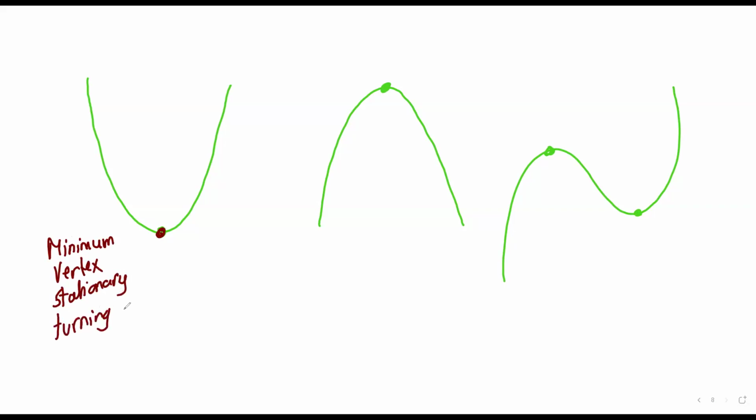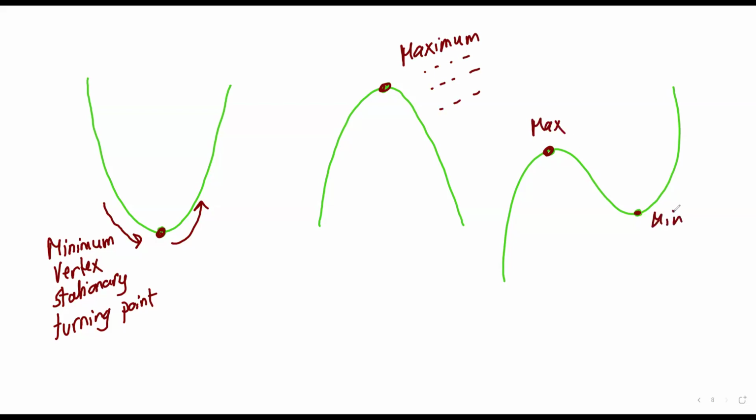Turning point. And why is it called a turning point? If you want to know, the curve at this point was going down, and after this point it starts going up, so it turned at it. So minimum, vertex, stationary, turning point. And this one is a maximum, turning point, stationary, vertex. So maximum and minimum, stationary, turning points, vertex. Please don't you forget these words at all. They are very, very important.